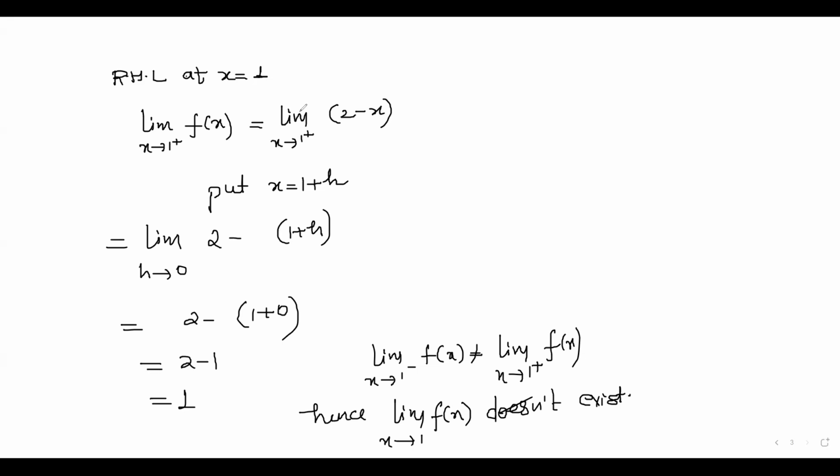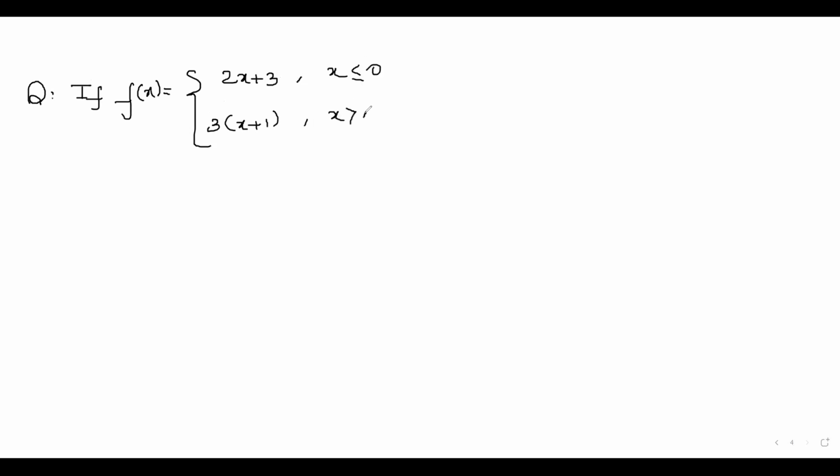So we just have 2 minutes. What I will do is give you this question as homework. Please try to solve it, and in case you have a doubt, we will discuss it in the next class. So f(x) is equal to 2x plus 3 when x is less than or equal to 0, and 3x plus 1 when x is greater than 0. Then find the limit as x tends to 0 of f(x). This you have to do in homework.